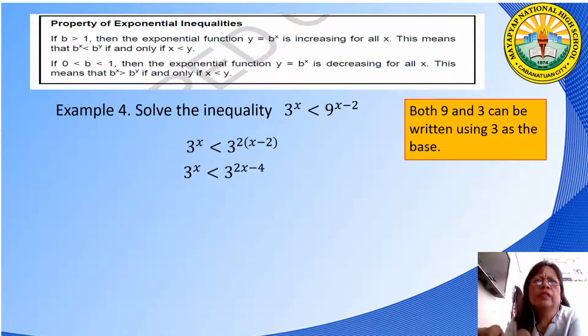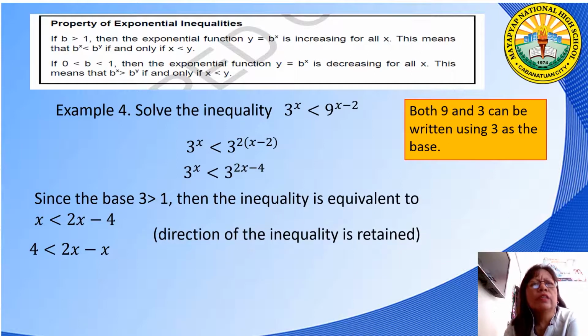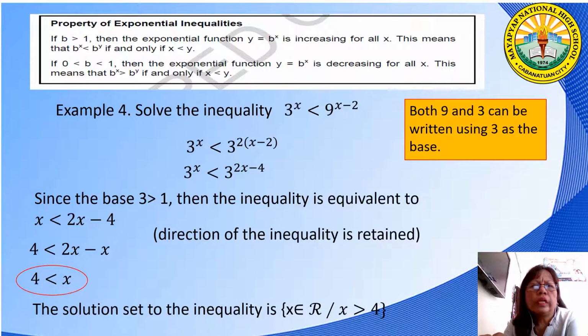So 3 raised to x less than 3 raised to 2x minus 4. So since the base 3 is greater than 1, the inequality is equivalent to x less than 2x minus 4. Or you transpose negative 4 to the left, that becomes positive. So positive 4 less than 2x minus x. The direction of the inequality is retained. It is still less than because the base 3 is greater than 1. So 4 is less than x. So the solution set to the inequality is x is an element of real numbers such that x is greater than 4.